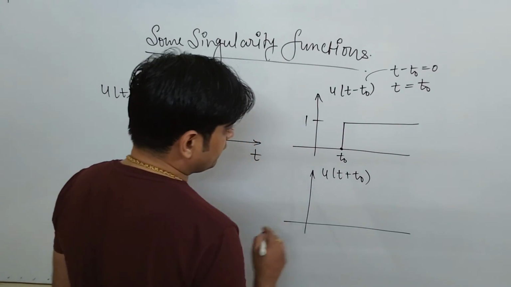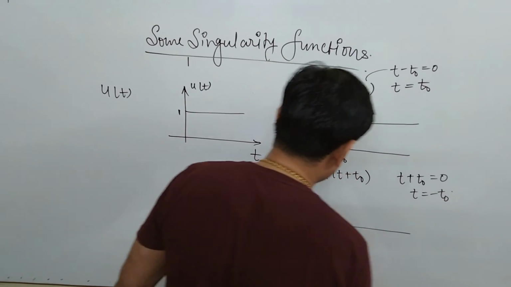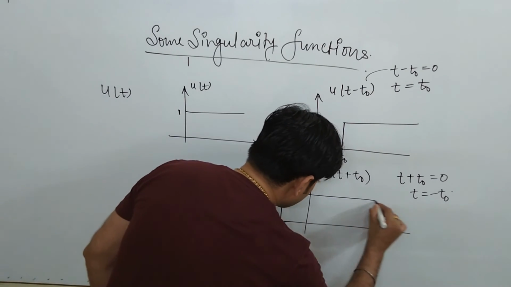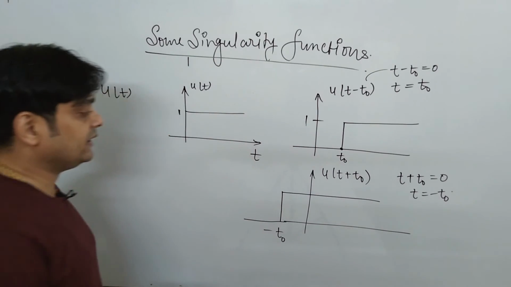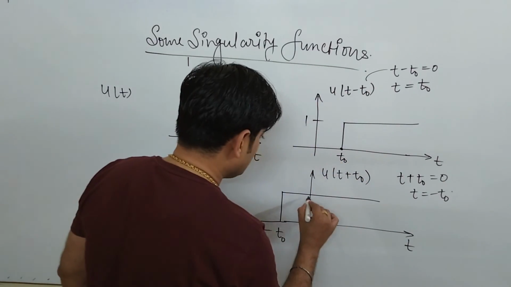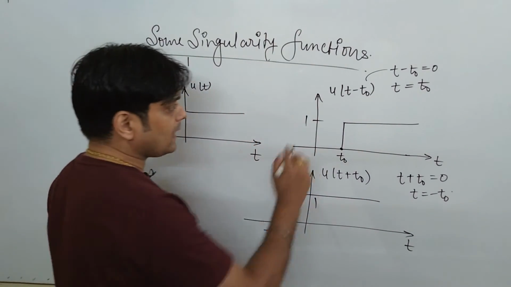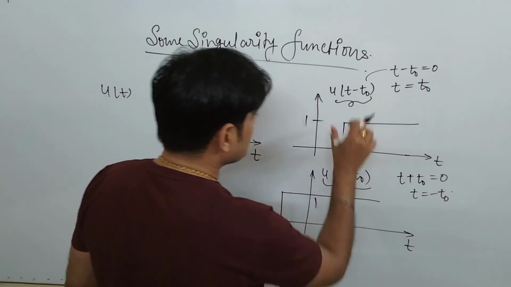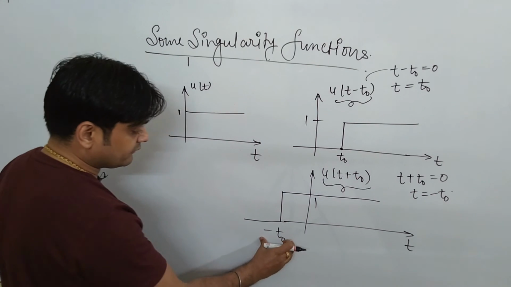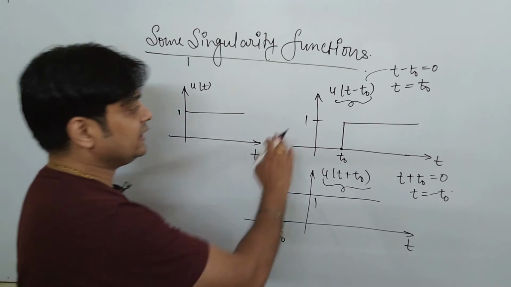If you talk about u(t plus t naught), if t plus t naught goes to 0, then the value of t comes to be minus t naught. That means your unit step function is shifted to some time instant on the negative axis at minus t naught, and now it moves in this fashion with this value as 1. This is basically known as time shift, which you have studied in signals and systems. So you are shifting this function by some instant t naught on the positive side, and by minus t naught on the negative side.